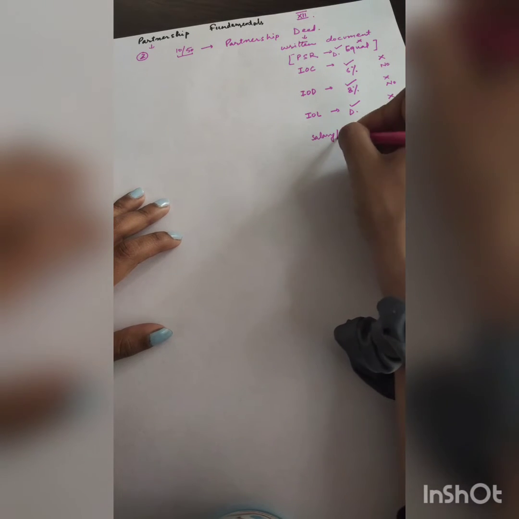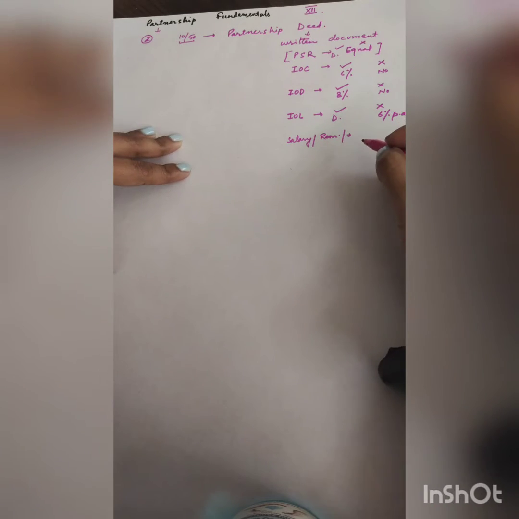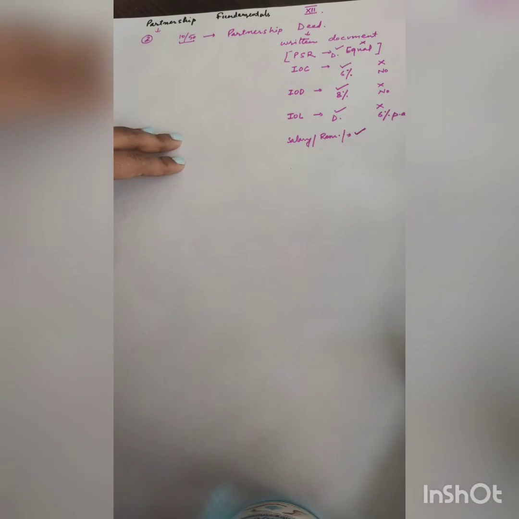And the last thing is salary, or you can even say remuneration. Again, if there is a partnership deed, then the decided salary will be given to the partners. But if there is no deed, then there will be no salary or remuneration to the person. So these are the main 5 provisions according to which you will understand how the partnership books are maintained.